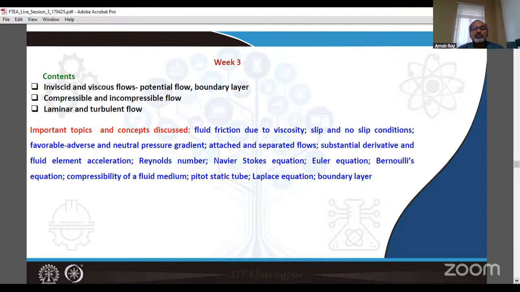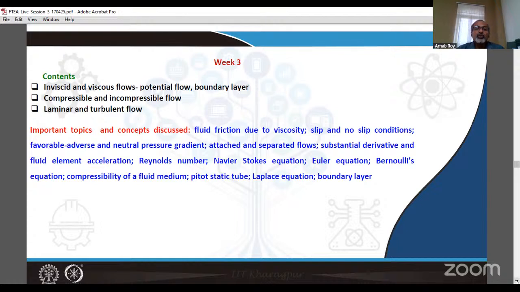We also talked about some of the most important equations like Navier-Stokes equations, Euler equations, Bernoulli's equation, Laplace equation, and so on. And we learned about important concepts like the substantial derivative and its connection with fluid element acceleration. We learned about the significance of Reynolds number.